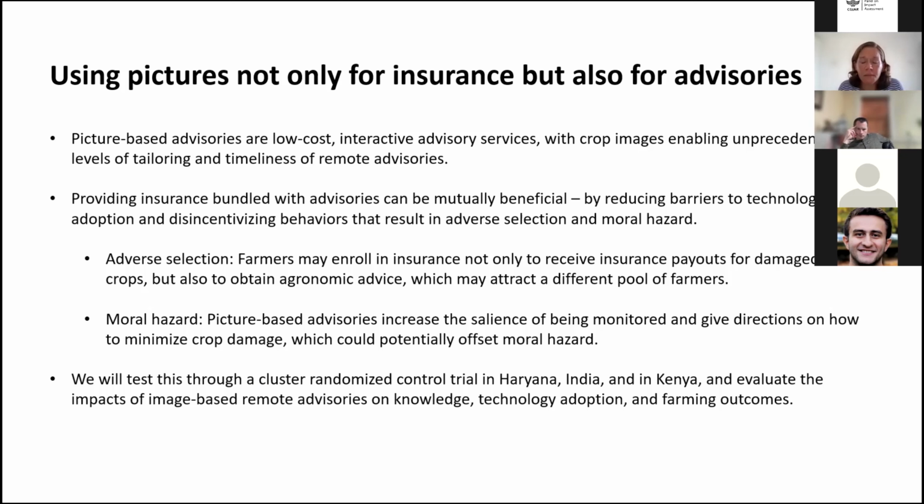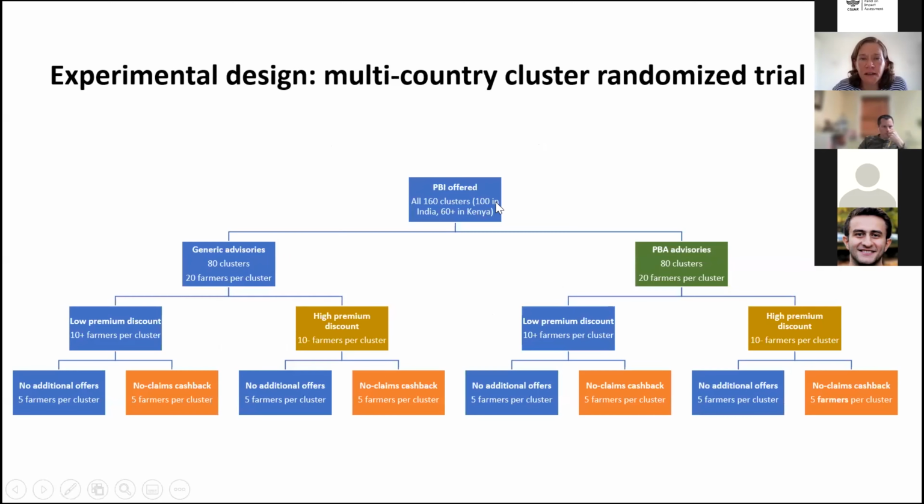So what's really exciting is that we'll now have an opportunity to test these mechanisms through a cluster randomized trial in Haryana, India, and in Kenya. So leveraging the impact evaluations that we started, and then evaluating the impacts of these advisories on knowledge, technology adoption, and farming outcomes. And here's the design for that study.